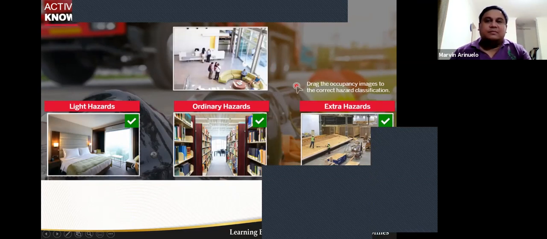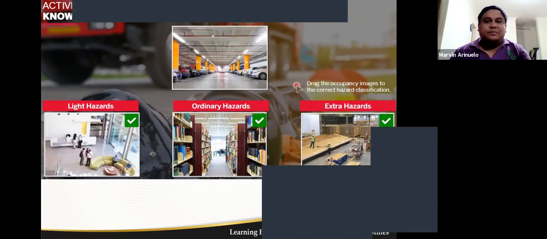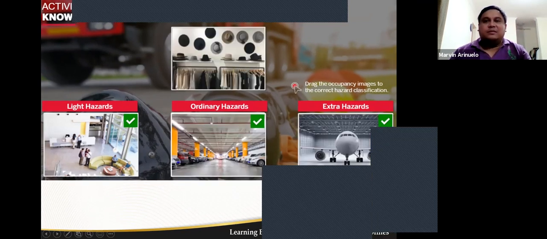light hazard, okay. And parking garage, this one we just mentioned, page 126 to 129. This is ordinary, okay. Aircraft hangar, we discussed. I normally use a foam type system. This one is extra hazard, okay. Mercantile, there are many piles of burning material, so this is considered ordinary, okay.